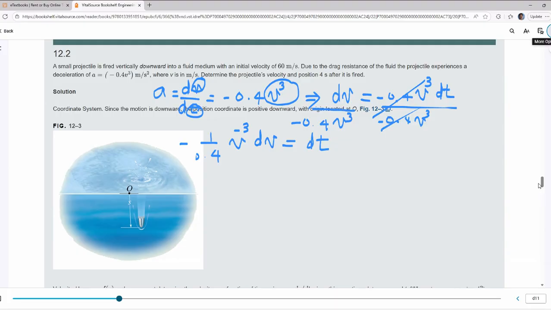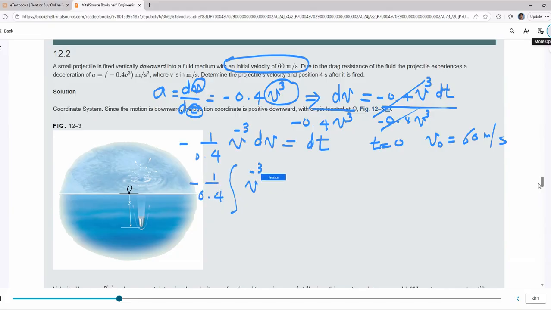Okay, the initial condition was given. See, initial velocity 60 meters per second. When time is 0, velocity initial equals 60. Okay, then we integrate separately. Initial 60, final any velocity v, that equals dt. Initial 0, anytime t again.